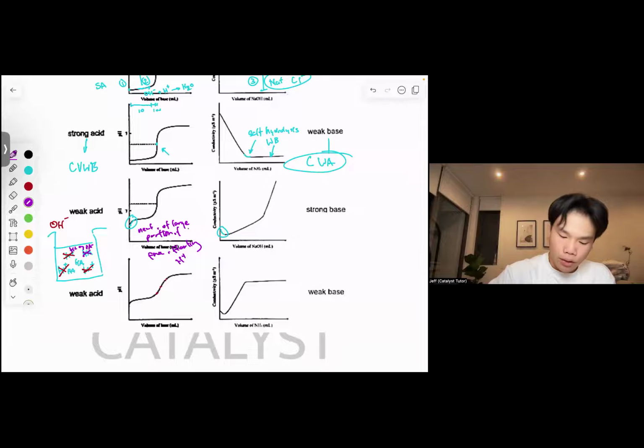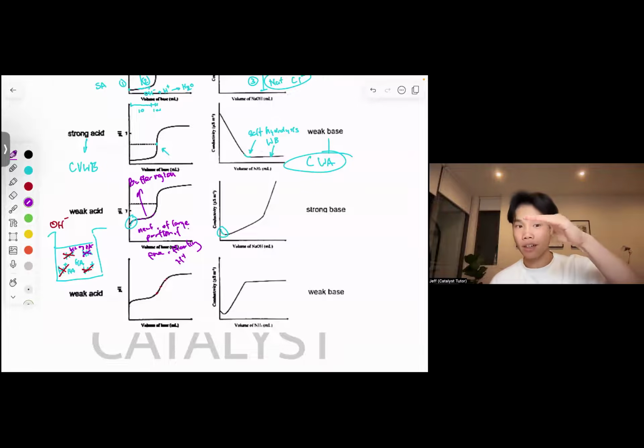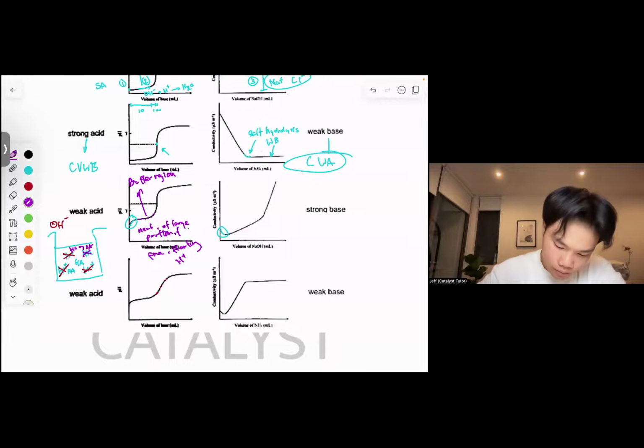From this point, we have a region of the curve, which we call the buffer region. It should make sense now because we've discussed a buffer as any weak acid and its conjugate. In this particular situation, we have a weak acid, which is being neutralized by a strong base, which is why the pH then plateaus out because we've formed a buffer. And the buffer is acting to resist the addition of strong base. And you can see that region in the conductivity curve.